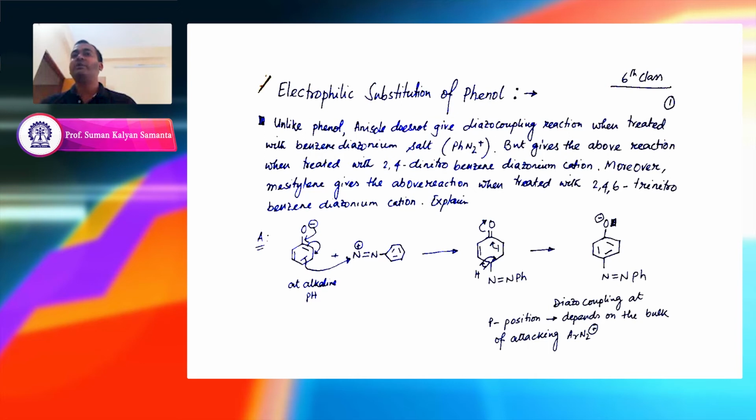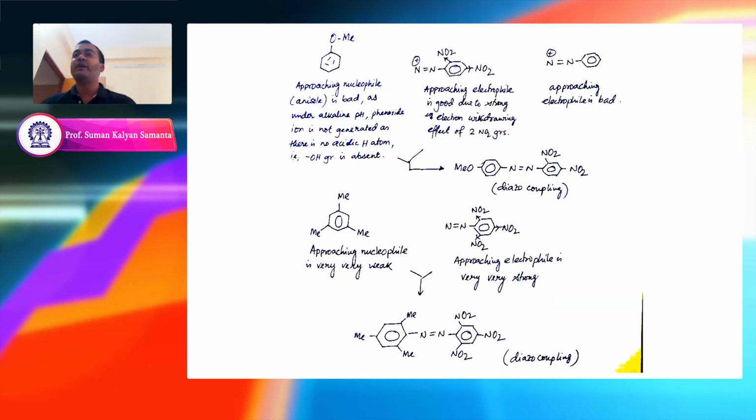Yes, we said in alkaline pH, because this O negative is generated and it can attack the para position. But anisole cannot, because in anisole there is no H on this O, but OMe. So your oxygen is now protected. It doesn't form the phenoxide ion. So this is your anisole. Here, even if it is in alkaline pH, it cannot form the phenoxide ion.